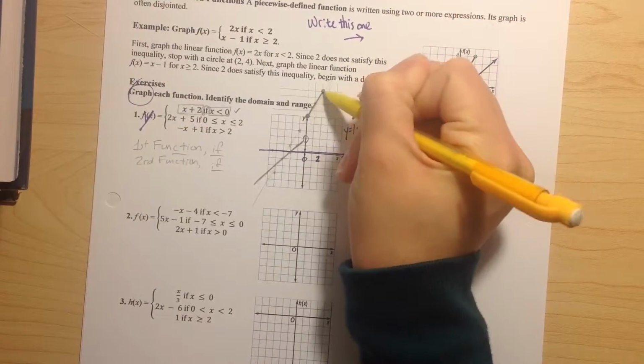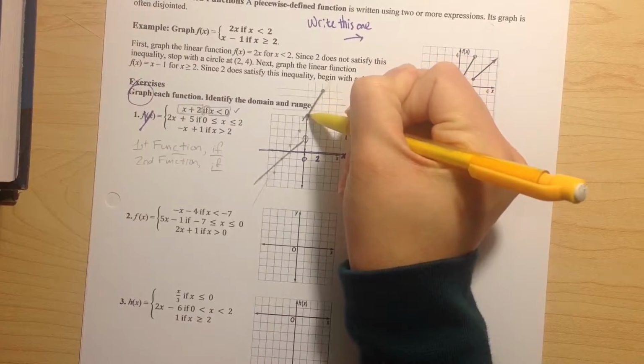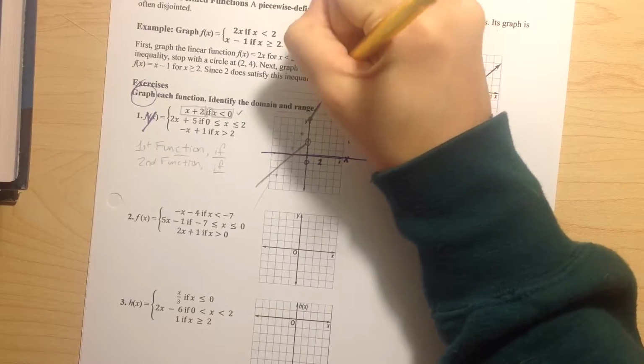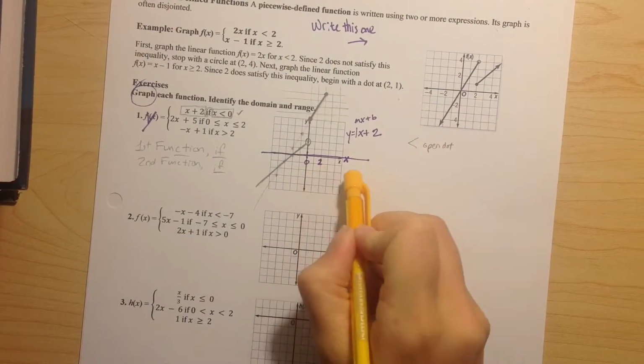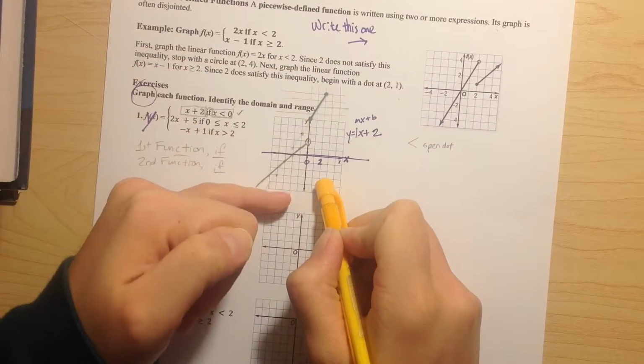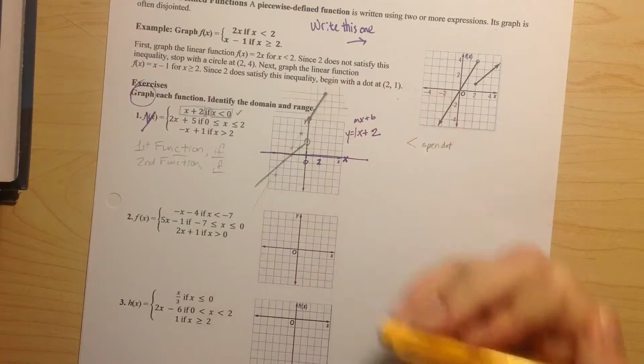I want all of these points. This point, all of these points on that line down to there. But I don't want anything above the x value of 2. Remember, it's all about the x value. Do not worry about the y value. I don't want anything above the x value of 2, so nothing to the right.